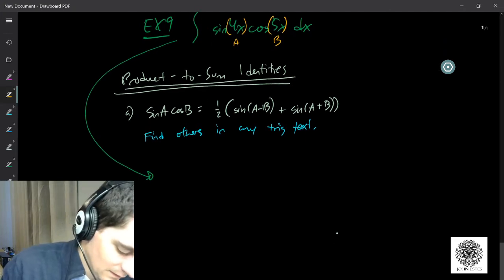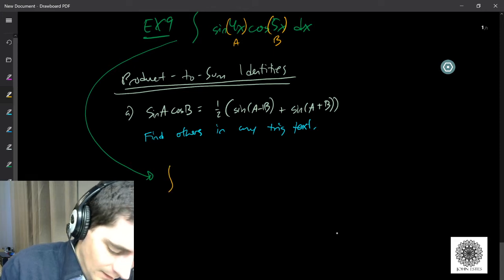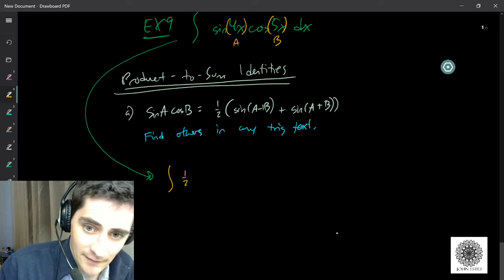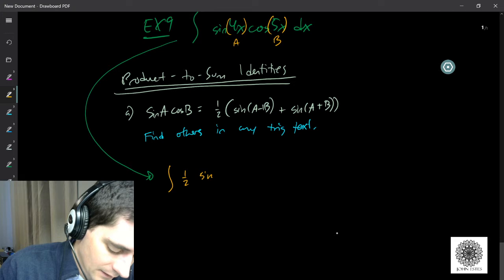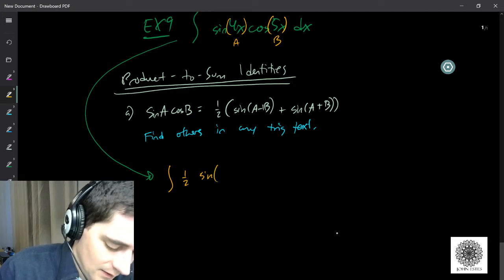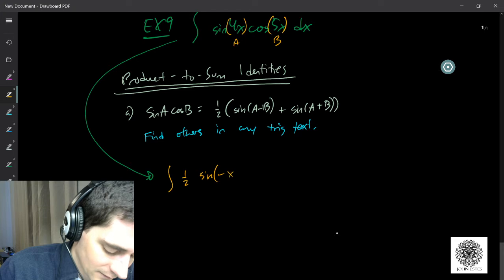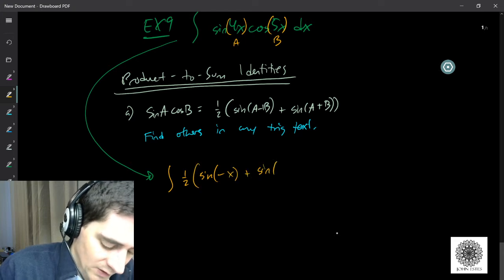So I'm going to say that this is the integral of, according to my identity, 1/2, let's see, sine of A minus B. A was what? 4x, and B was 5x. So A minus B is going to be minus x, plus sine of A plus B, which would be 9x, dx.